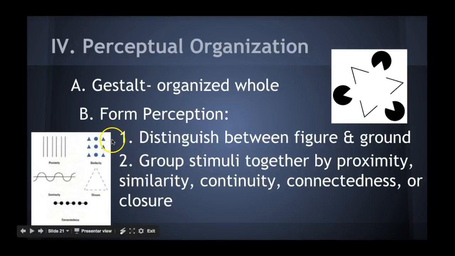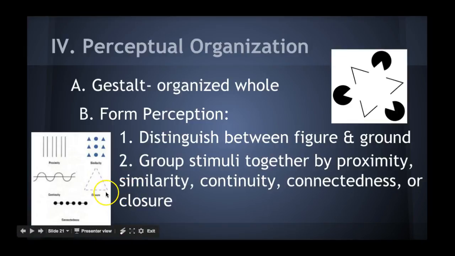Similarity, you're probably viewing this as a column of triangles, a column of circles, a column of triangles, rather than individual rows of triangle, circle, triangle, because we're trying to group together similar things. Continuity, you're probably viewing this as a wavy line that is interrupted by a horizontal line, rather than a whole bunch of half semicircles right next to each other.